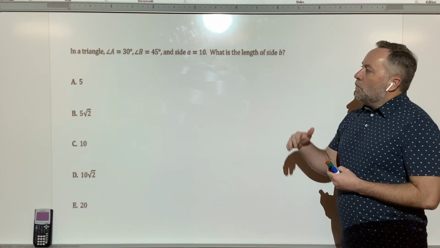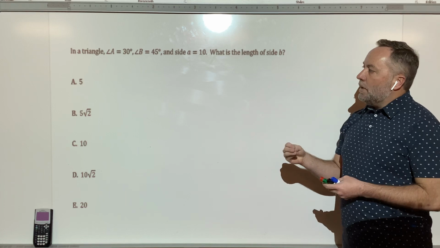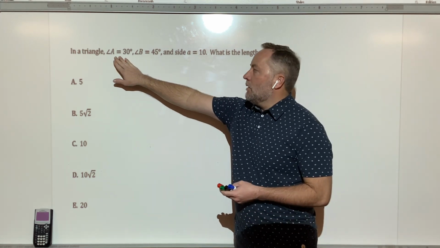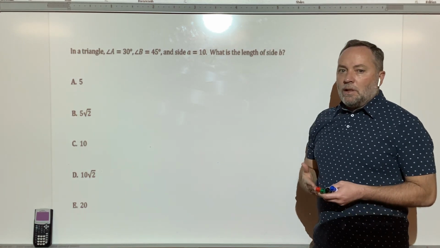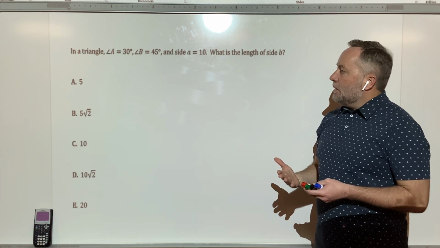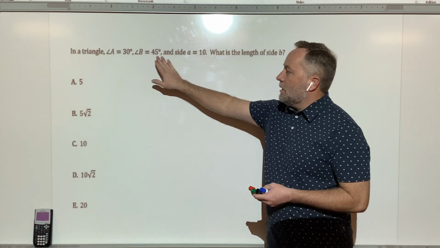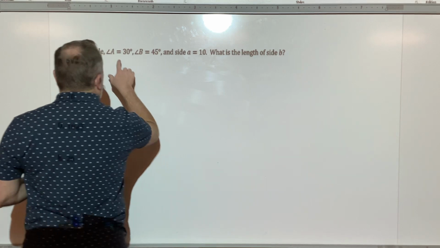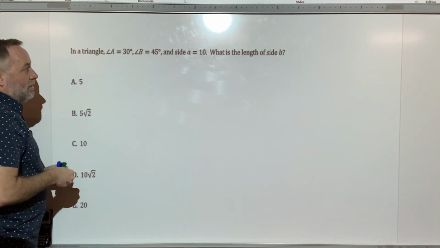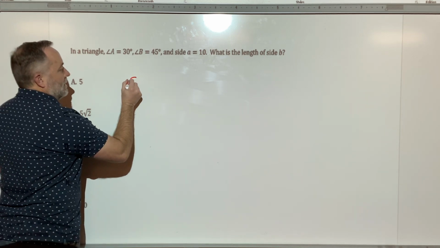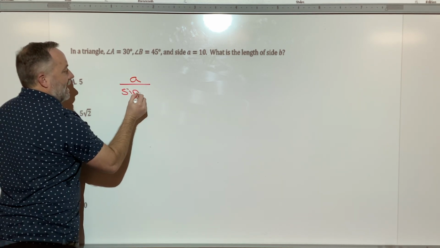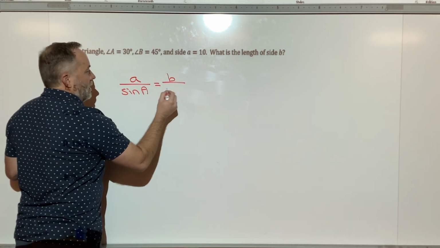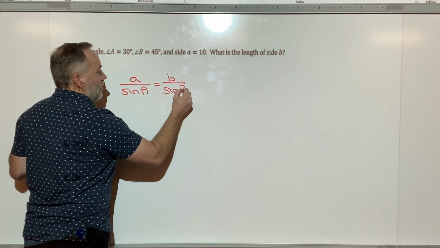And when we look at this, if you ever have two of the same pieces, meaning I see here we have side A and angle A, you can use something called law of sines. If not, if we had, like, this was C, the third side, and then we have angle B and angle A, we'd have to use law of cosines. But we have angle A and we have side A, so we can use the law of sines. And that looks like this. Side A divided by sine of angle A is equal to side B divided by sine of angle B.